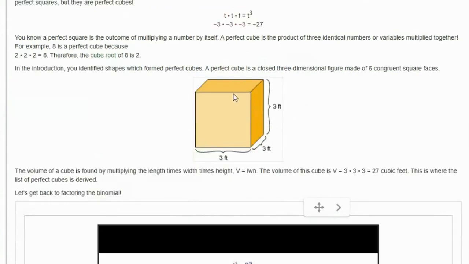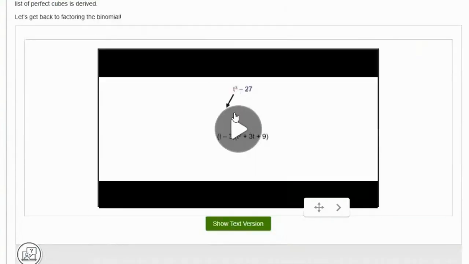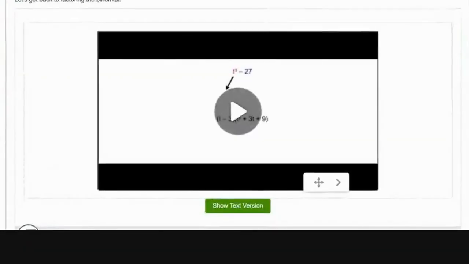So if we had a cube, if we know the cube roots, like 3 times 3 times 3 is 27, or negative 3 times negative 3 times negative 3 is negative 27. 2 times 2 times 2 is 8. We know we can find the volume of a cube by multiplying those three numbers together. So how does that help us in factoring this? Well, let's look at this video and see how they're going to do that. Because there is a shortcut we're going to learn and put in our notes for factoring this.